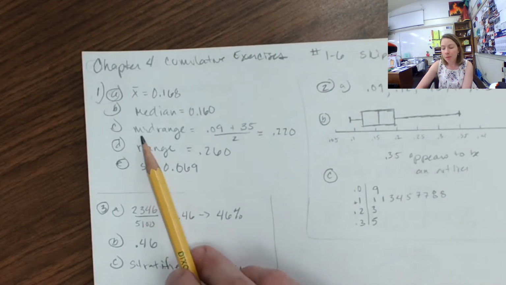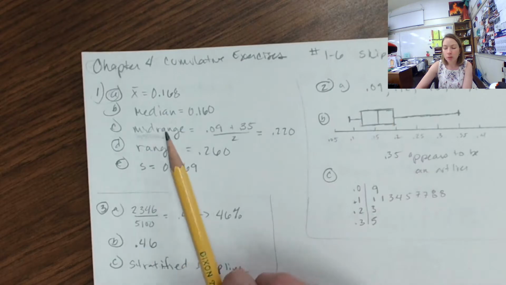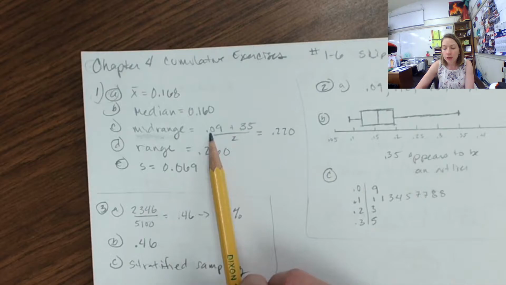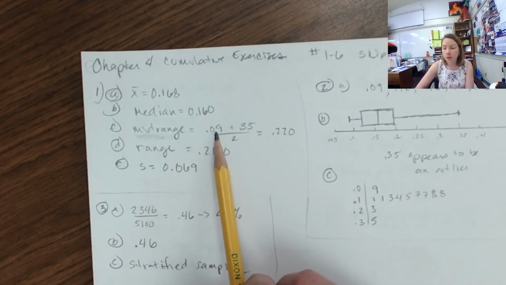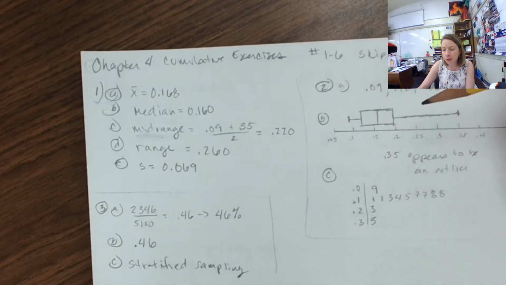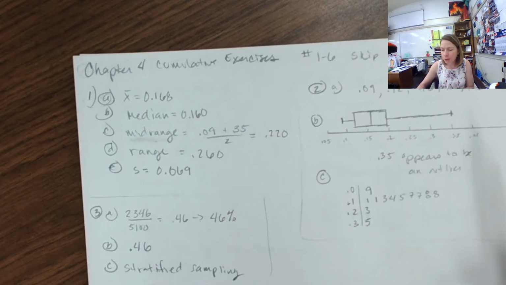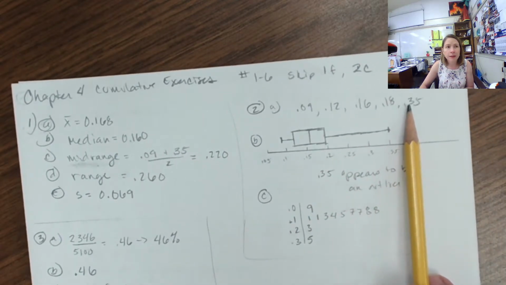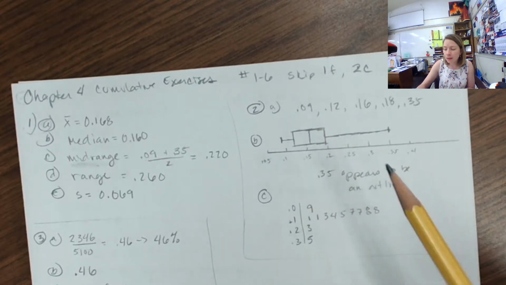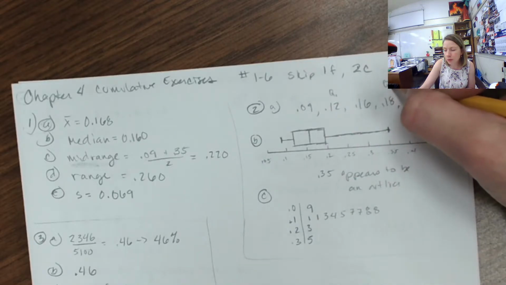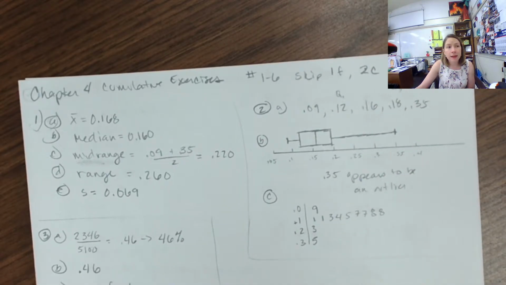One that I probably should have had you skip because we didn't really talk about it too much, but it's not hard to find, is the mid-range, and that's just the average between your max and your min. So you just are finding the middle of your range, and so that ends up being 0.220 for this one. But all of these, you can find them the same way that we did before. Number 2, they want you to get your 5-number summary. So remember, this is your min, this is Q1, this is your median, this is Q3, and then this is your max. And then they want us to make a box plot.